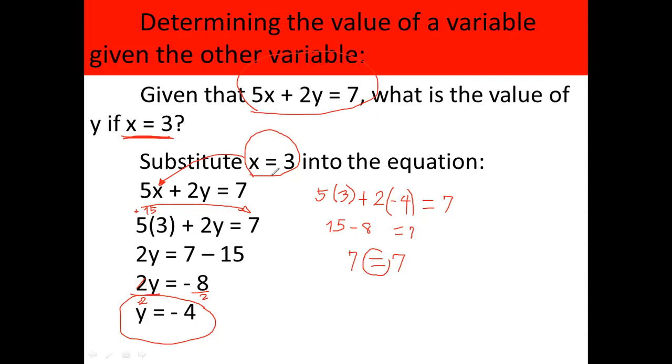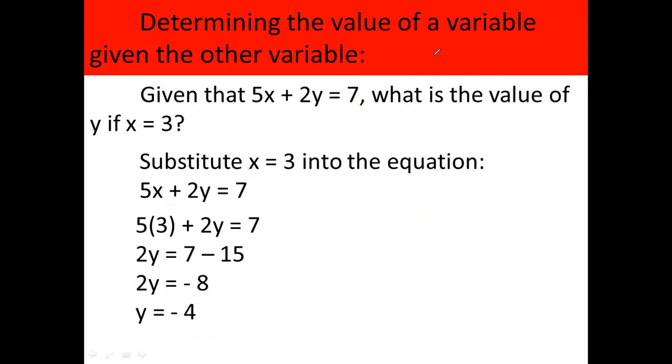The value of x is 3. The value of y is negative 4. Remember, if you cannot balance the equation, your answer is wrong. It should be that the left-hand side and the right-hand side are equal. Okay? So do you understand so far before we continue?